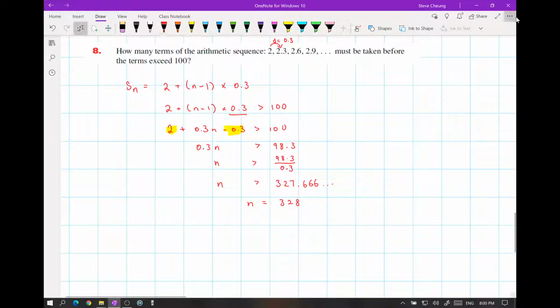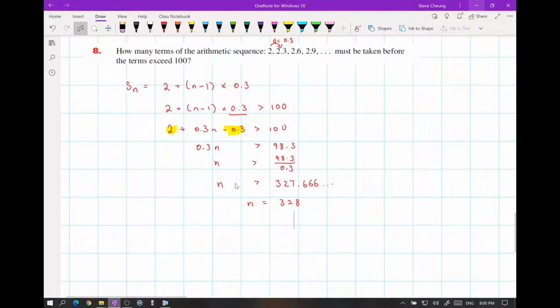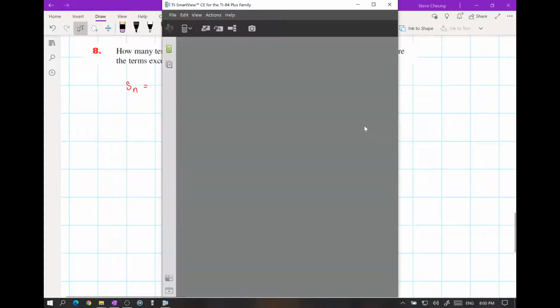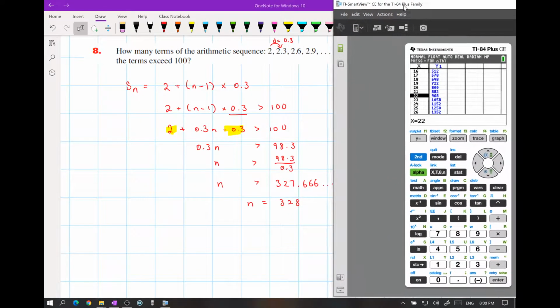What about the GDC method? Oh, I totally forgot about that. So GDC method is, where is it? Just wait for it to load. Come on. Park it here.